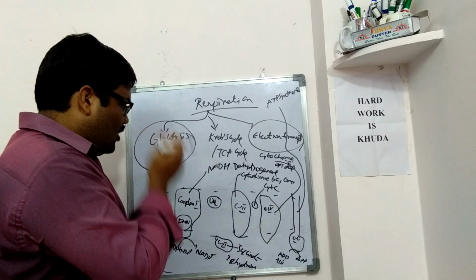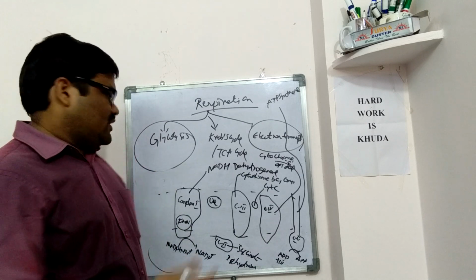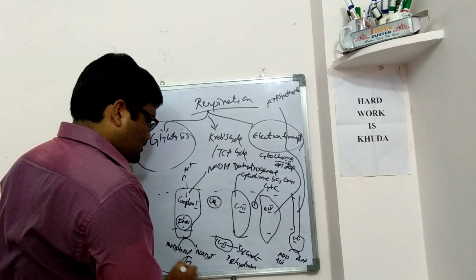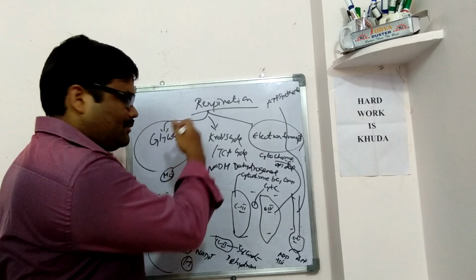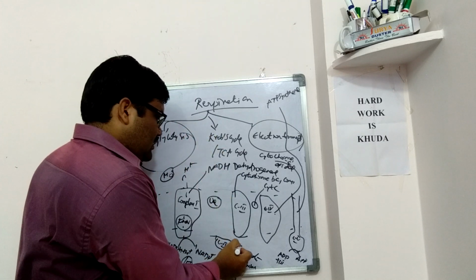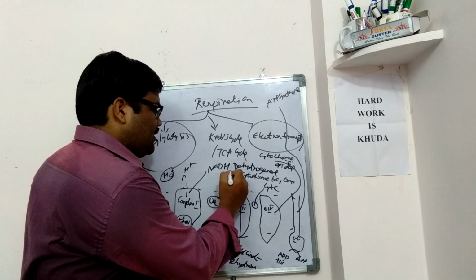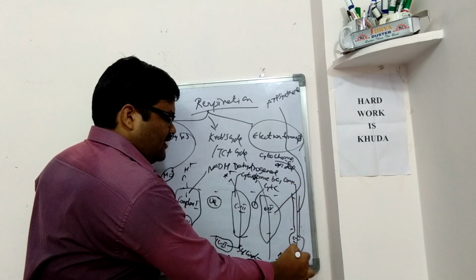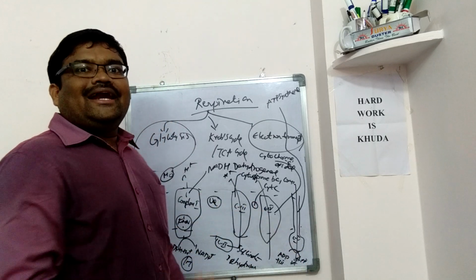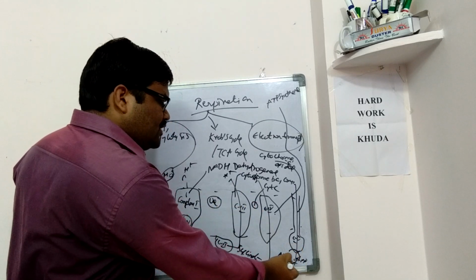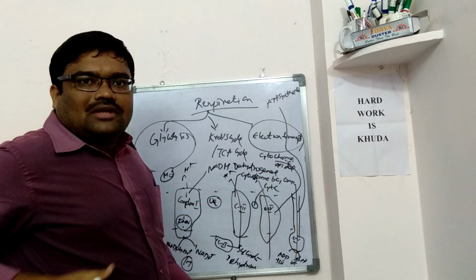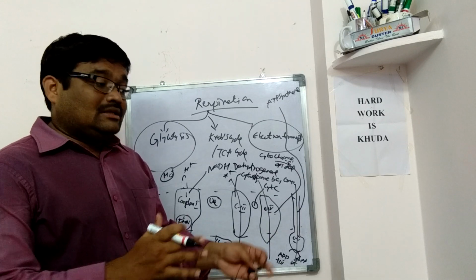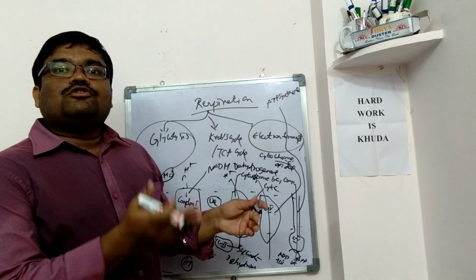The thing is, in complex 1, that means NADH dehydrogenase, the protons will pump from the matrix. This is the matrix. This is the intermembrane space, that means between two membranes, right? And likewise, in complex 3, the protons will pump from the matrix to the intermembrane space. And these protons will pass through complex 5. The proton gradient, that means the coupling of oxidative phosphorylation with electron transport, driven by the proton gradient, leads to synthesis of ATP. That's the distinction between oxidative phosphorylation and photophosphorylation.